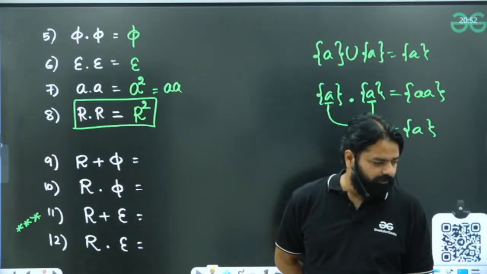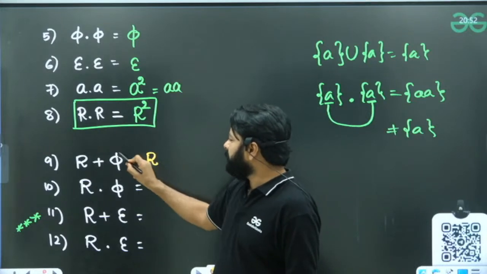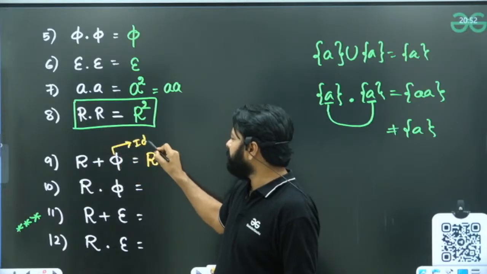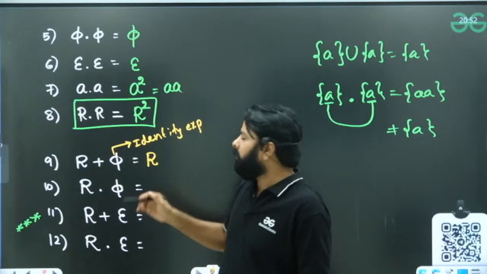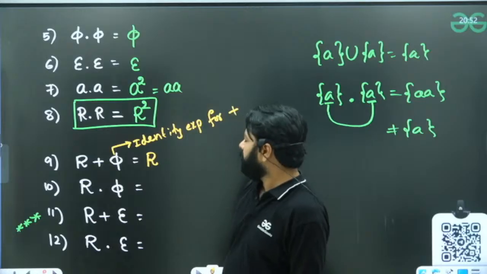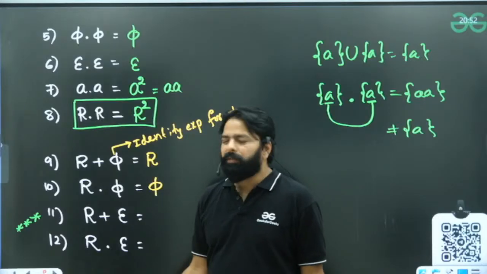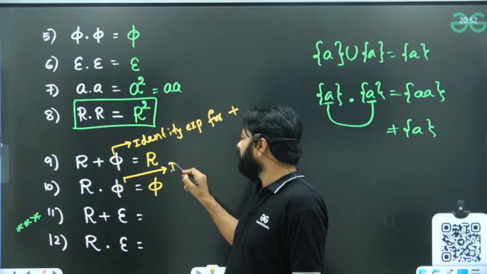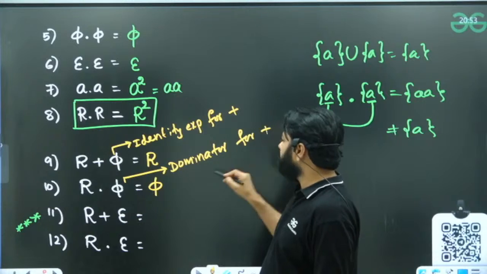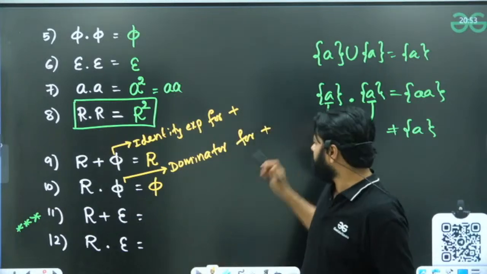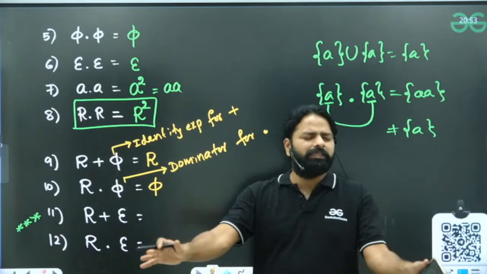Go ahead. R plus pi is always R. The reason is that pi acts as the identity expression, the identity operand, for the plus operator. And R dot pi is going to be pi. Why pi? Because pi is a dominator; you can also call it an annihilator. Whenever you see pi as one of the operands of concatenation, the whole result is pi.